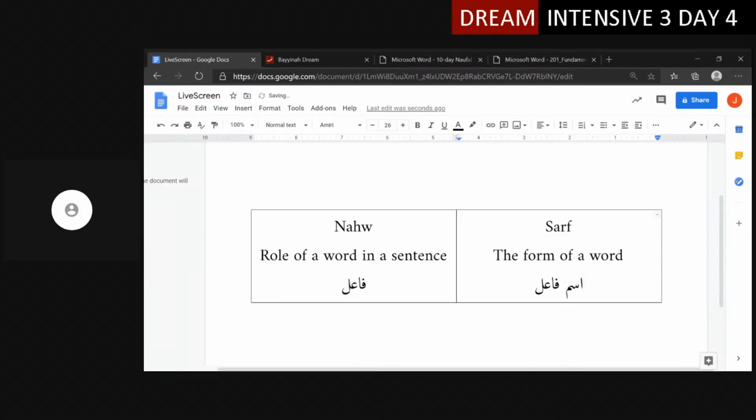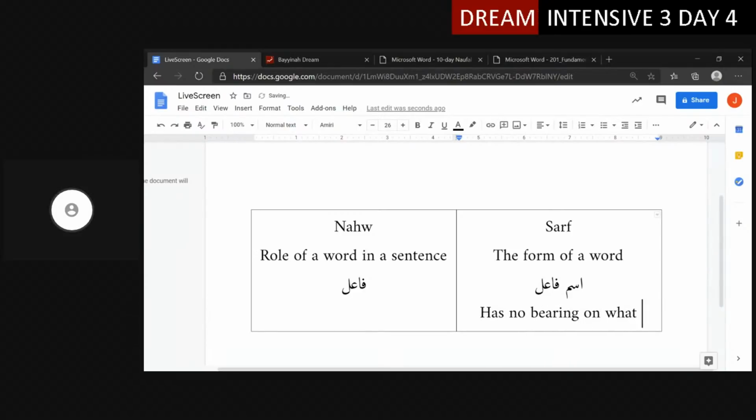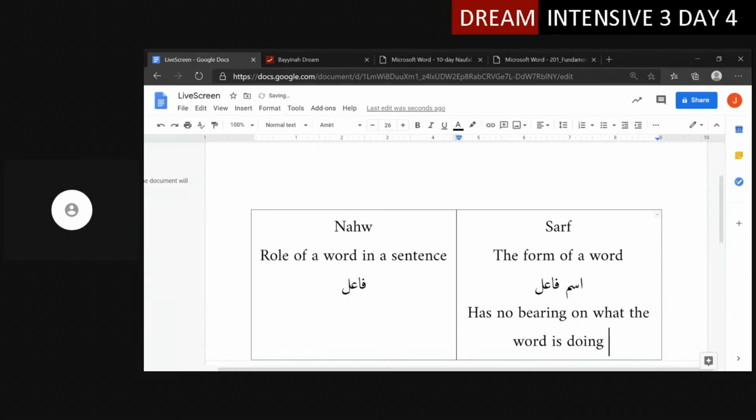Okay, it has no bearing on what the word is doing in the sentence.